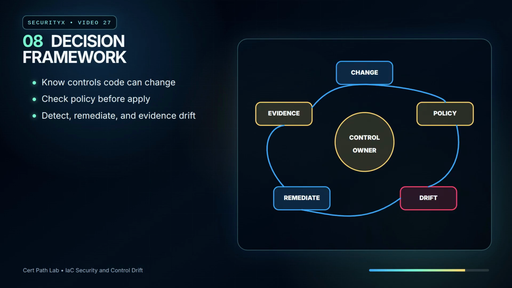Use a simple framework. First, know which controls the code can change. Second, put policy checks before apply. Third, detect drift continuously or on a defined schedule. Fourth, remediate through approved automation, not ad hoc console changes. Fifth, record evidence and control ownership. That loop turns infrastructure automation into security assurance.